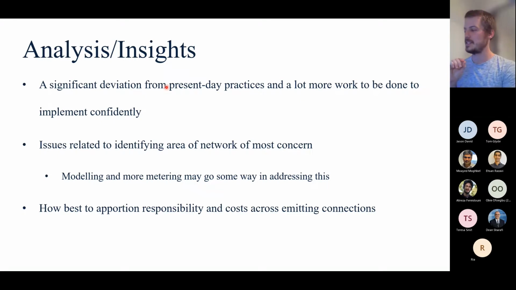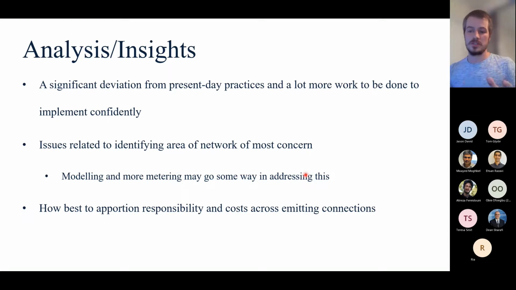And again, this is simply an idea. It's a long leap from an idea to practical application. But that's why we want to have those conversations, because we want to see it in practical application, because we believe it is the best way to go. So some of the insights, some of the analysis here, what we're talking about is significant deviation from present day practices. Let's get that straight. And we need to do a lot more work to implement it confidently and competently. But certainly, we're here to have that conversation, anyone who's interested.